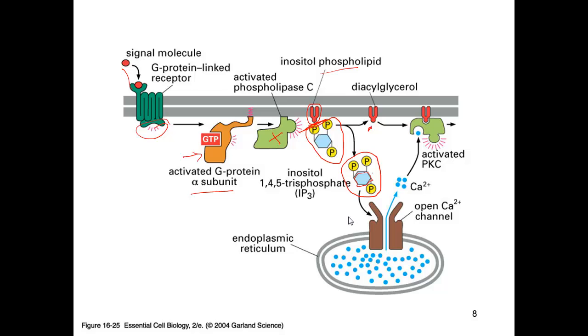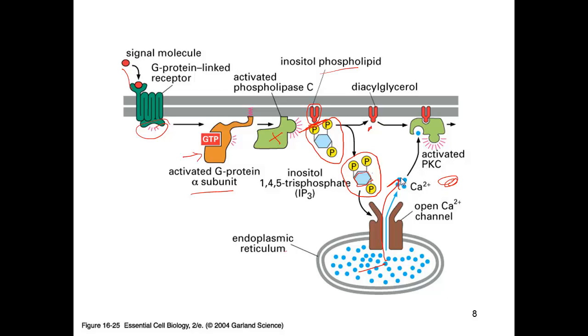Inositol triphosphate will bind to this calcium channel present on the surface of the endoplasmic reticulum. The lumen of the ER has high concentrations of calcium, which are now, when the channel opens, allowed to go out into the cytosol. Normally the concentration out here of calcium is very low.